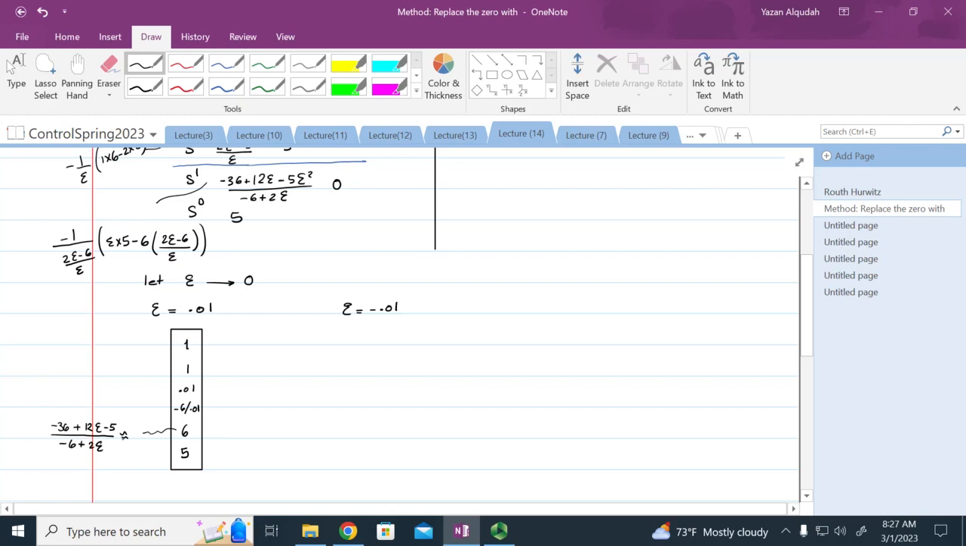Okay. So therefore, if I look at this, how many sign changes do we have? 2. We have a sign change, and then we have another sign change.